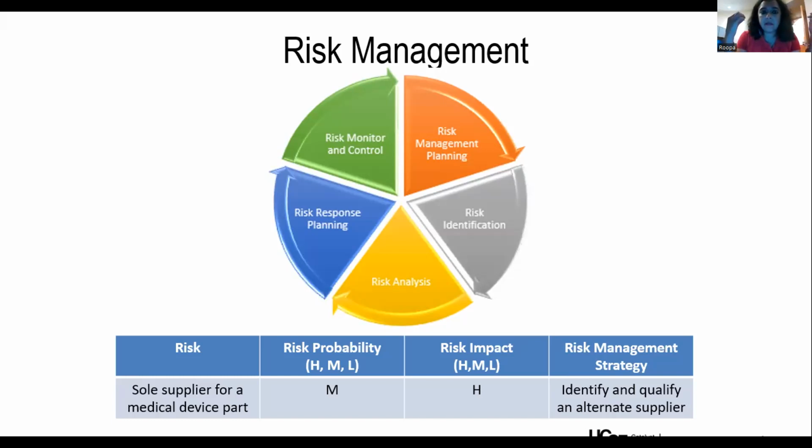For example, you have a sole supplier for a medical device part. Now, the risk that the sole supplier will not deliver may be medium, but if the sole supplier does not deliver, the impact would be high. So what you could do is qualify an alternate supplier, just so that in case there's any problem here, you can get it from an alternate supplier.